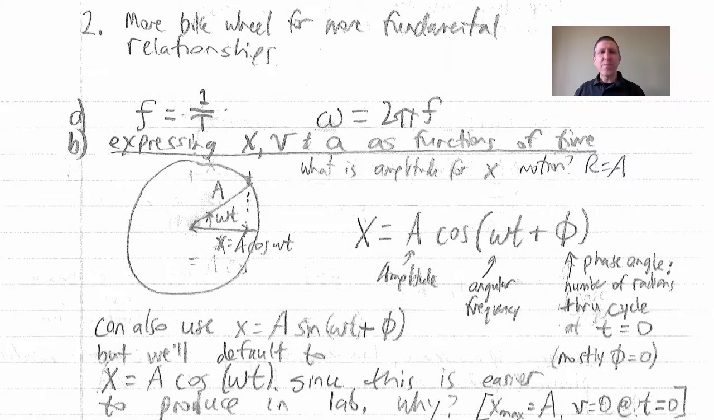All right, let's get to some more fundamental relationships. Now, we've already discussed this, that the frequency can be expressed as 1 over the period, and that the angular frequency is just 2 pi times the frequency.